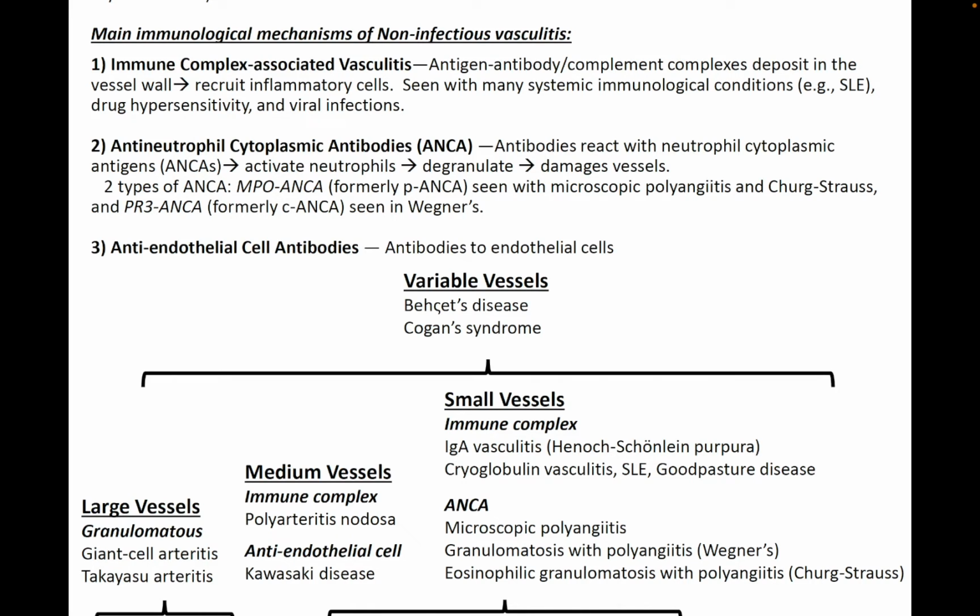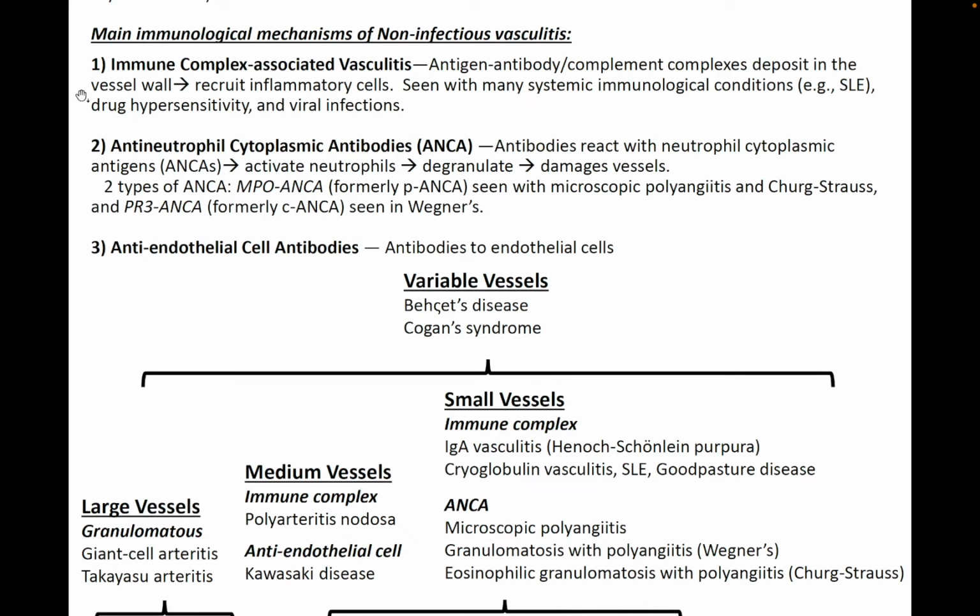cell antibodies. In the immune complex associated vasculitis, you have antigen antibody complement complexes that deposit in the vessel wall and recruit inflammatory cells. These are seen with many systemic immunologic conditions such as lupus, drug hypersensitivity, and viral infections.